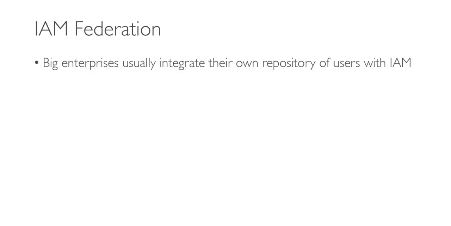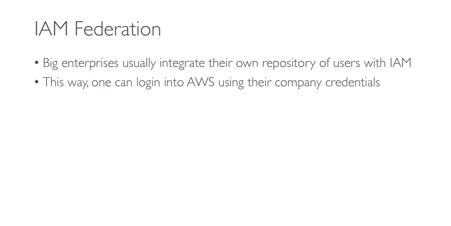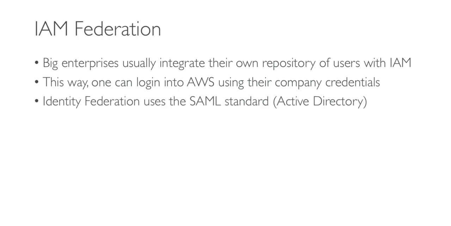Now, for big enterprises, you use something called IAM Federation. We will not use it in this course because we're not a big enterprise, we're just users. But basically, if a big enterprise has their own repository of users, such as Active Directory, they can integrate this with IAM. And this way, the users of a big enterprise can log into AWS using their company credentials. This uses something called the SAML standard. And Microsoft Active Directory, for example, is one of these big users of the SAML standard. So it's just something you need to know about for the exam, but we will not practice this.